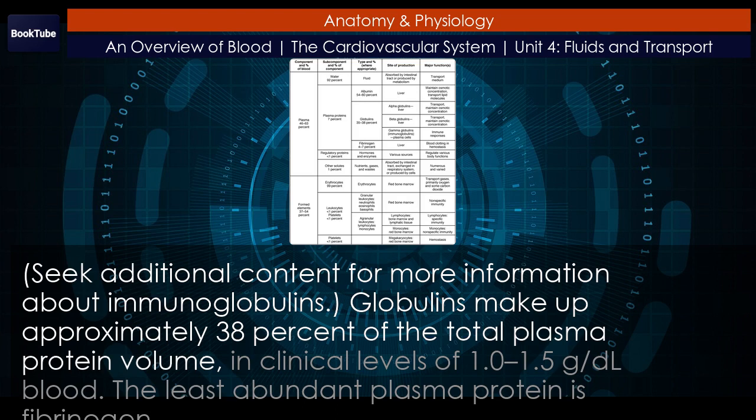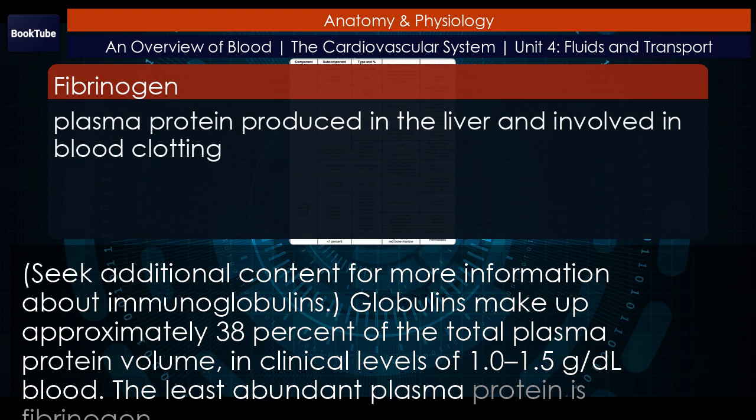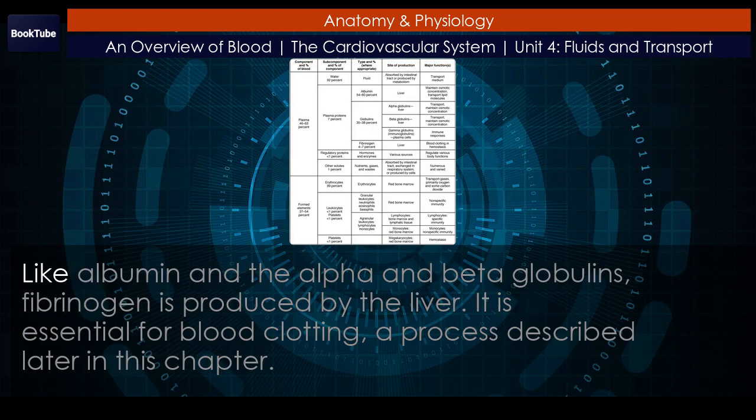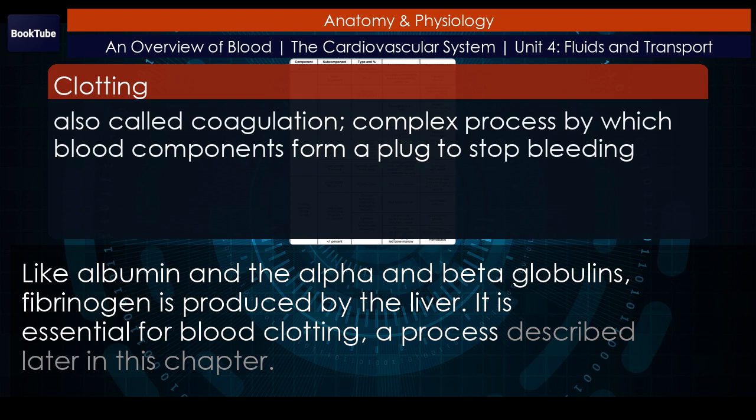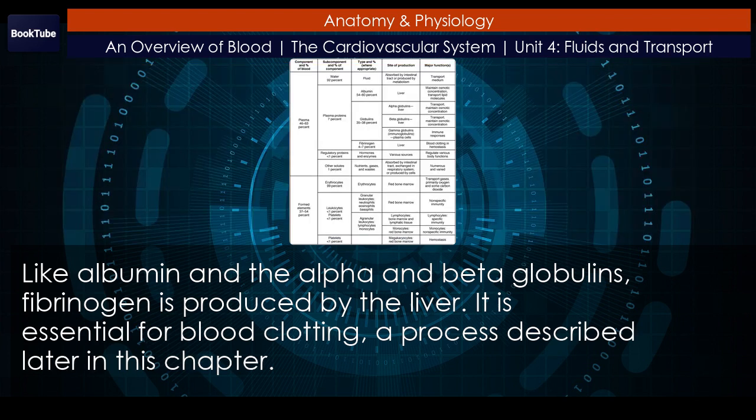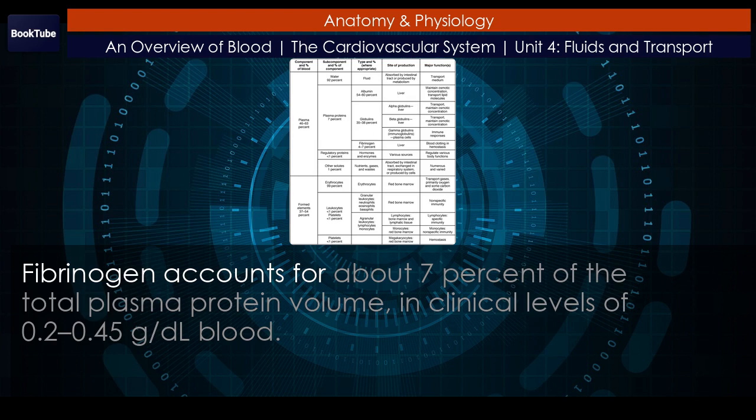In clinical levels of 1.0–1.5 grams per deciliter of blood, the least abundant plasma protein is fibrinogen. Like albumin and the alpha and beta globulins, fibrinogen is produced by the liver. It is essential for blood clotting, a process described later in this chapter. Fibrinogen accounts for about 7% of the total plasma protein volume, in clinical levels of 0.2 to 0.45 grams per deciliter of blood.